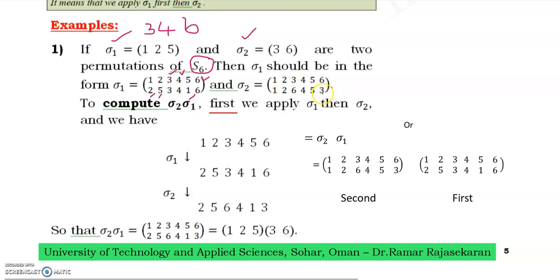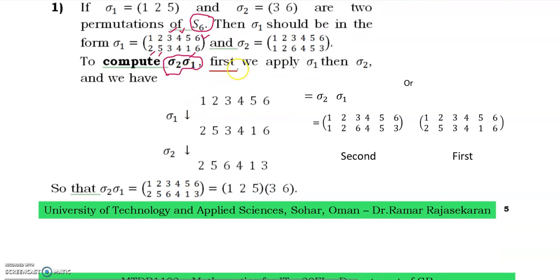Now, what are we going to do? We are going to calculate sigma 2 composite sigma 1. Which means what? First you apply sigma 1, then you apply sigma 2. Sigma 1 means what? This is the starting position: 1, 2, 3, 4, 5, 6, which appear in the set.